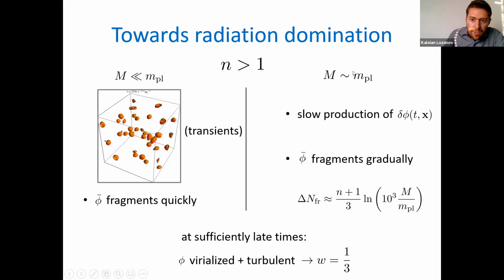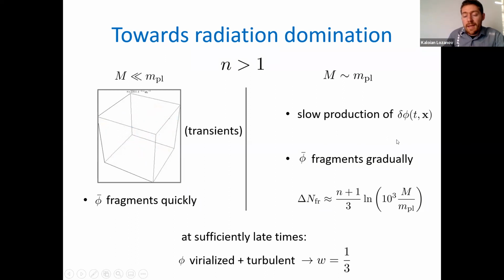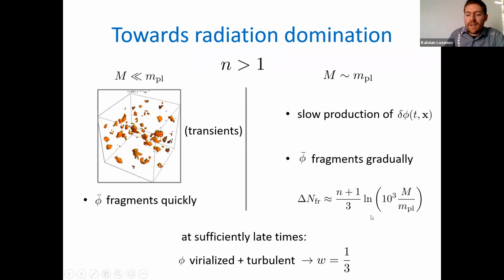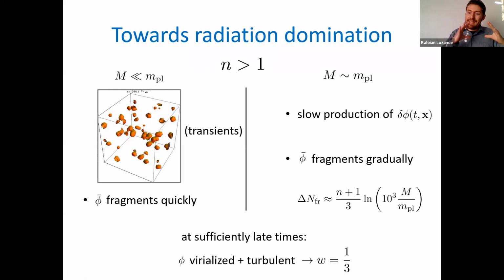On the other hand, for the M comparable to M Planck case, the case on the right, and the case for the other power spectra, we observe slow but steady particle production due to a first narrow instability band, eventually leading to a complete fragmentation of the inflaton condensate. However, this time without the formation of any transient overdense field configurations. But again, at sufficiently late times, we find that the field is virialized, evolves in a turbulent manner, and most importantly, has kinetic and gradient energies approximately equal to each other and much greater than the potential energy, again implying a radiation-like equation of state.